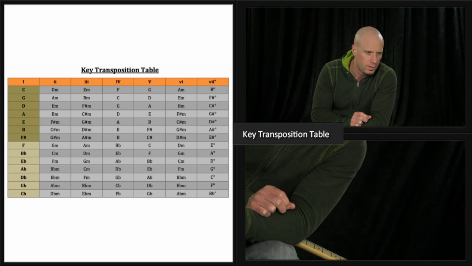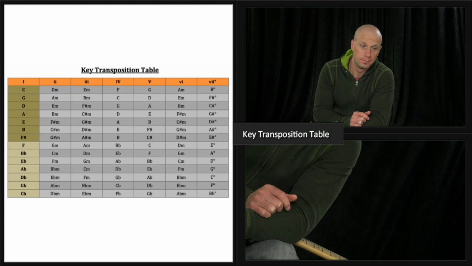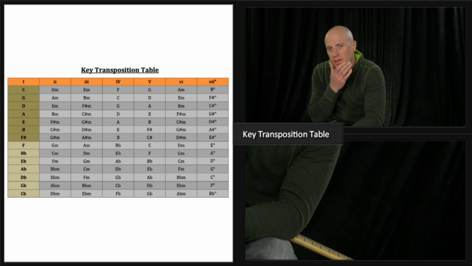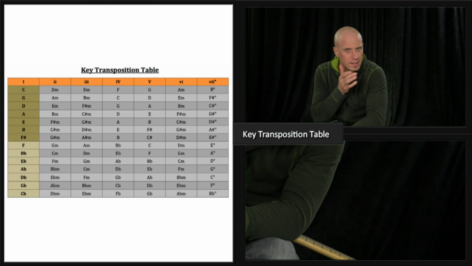Okay. Key transposition table. What mode has a major 1, a major 4, and a major 5? There's only one. It's Ionian. This is how we're determining what we need to play. Could you play another mode over this? Well, you might be able to get away with playing Mixolydian some, but it's not going to sound great. It's Ionian.